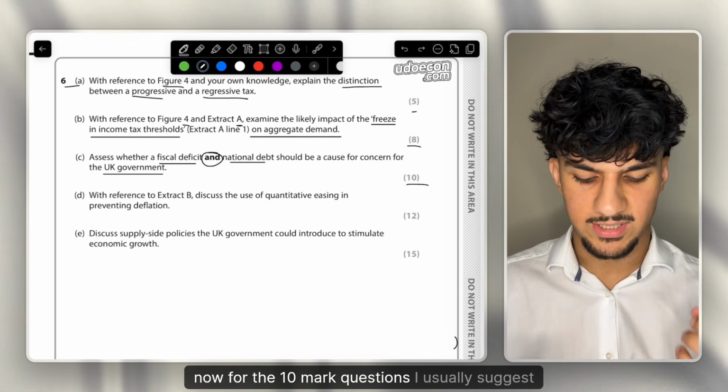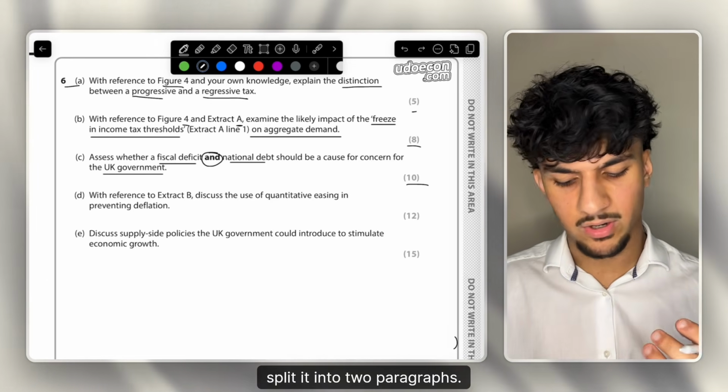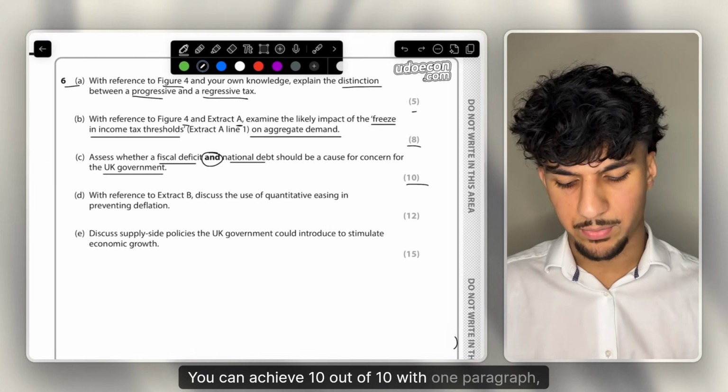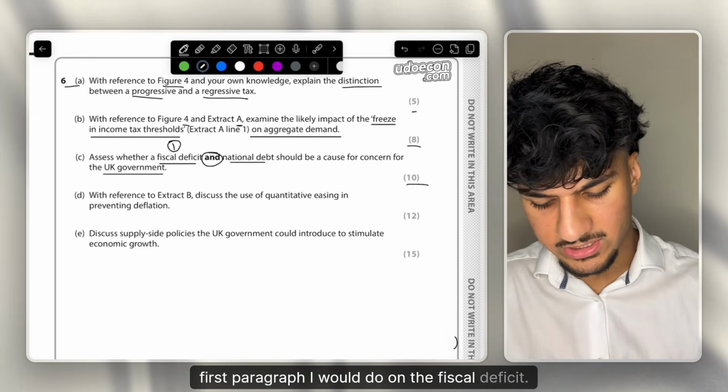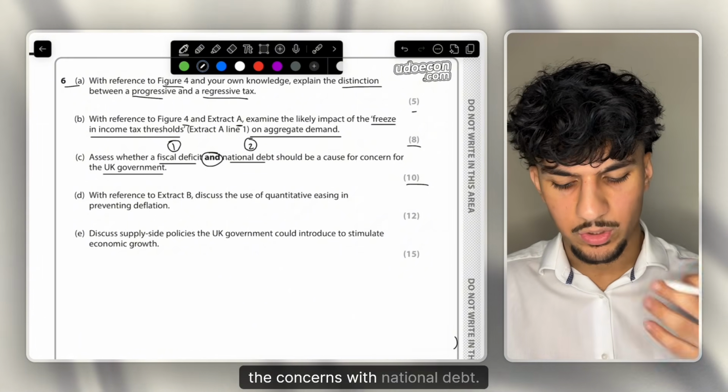Now, for the 10-mark questions, I usually suggest splitting it into 2 paragraphs. 100% you can achieve 10 out of 10 with 1 paragraph, but it just makes it clearer. So, first paragraph, I would do it on the fiscal deficit. Second paragraph, the concerns with national debt.